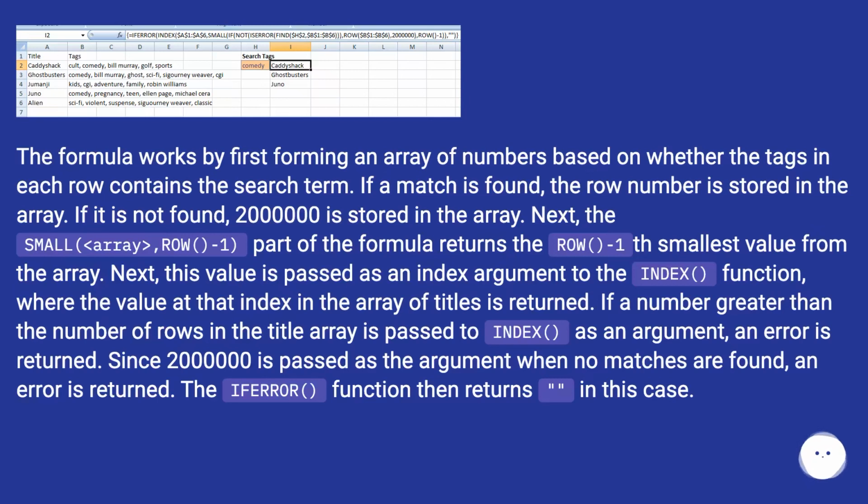Next, the SMALL(..., ROW()-1) part of the formula returns the ROW()-1th smallest value from the array. Next, this value is passed as an index argument to the INDEX function, where the value at that index in the array of titles is returned. If a number greater than the number of rows in the title array is passed to INDEX as an argument, an error is returned. Since 2 million is passed as the argument when no matches are found, an error is returned. The IFERROR function then returns an empty string, in this case.